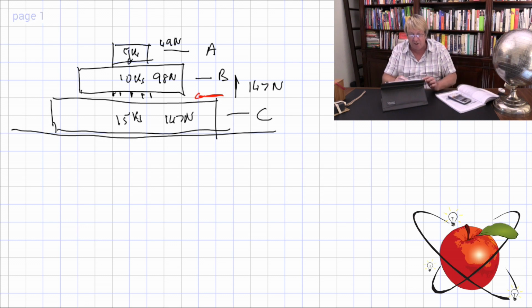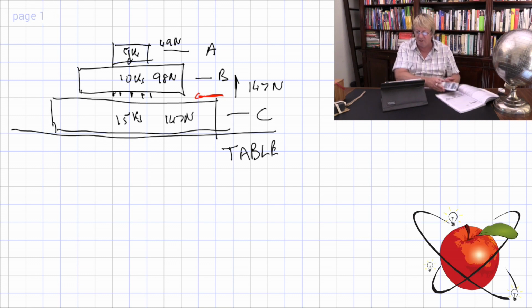Okay? What is the contact force, or what is the force that C is exerting on the table? Or what is the opposite reaction, the equal and opposite reaction? The table, what is the table pushing back with? Well, what is the table holding up? If I had to lie under there, what must I push back with? I must push back with 147, 98, and 49. So I've got to push back with 294.